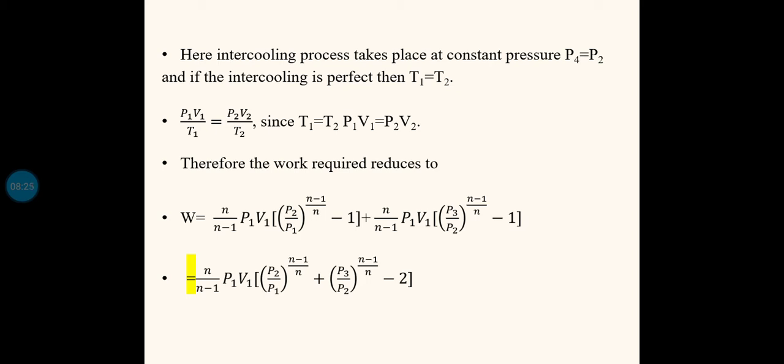That is the general equation for the work done in the case of two-stage compression with perfect intercooling. Remember, this equation is applicable only if the intercooling is perfect. In the problem, usually if nothing is given, you can assume it as a perfect intercooling process, no problem. So this is the expression for the work requirement for the compression in the case of two-stage compression.